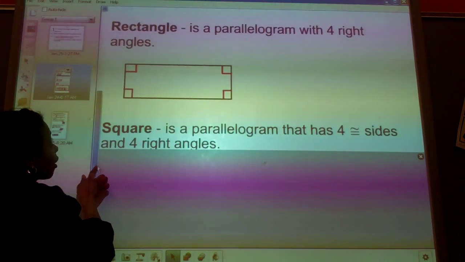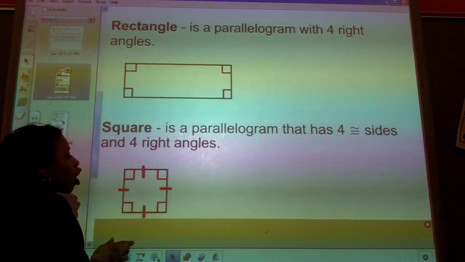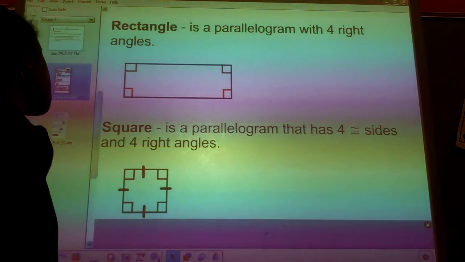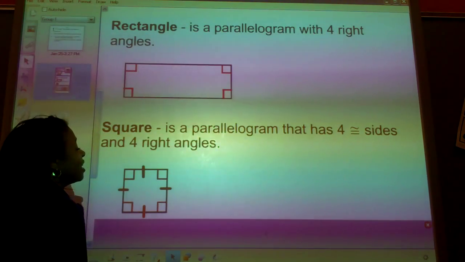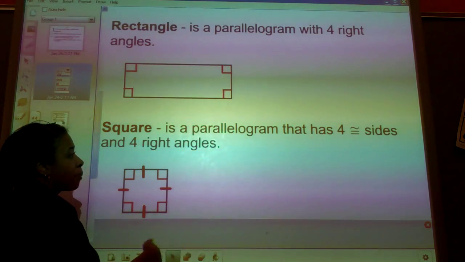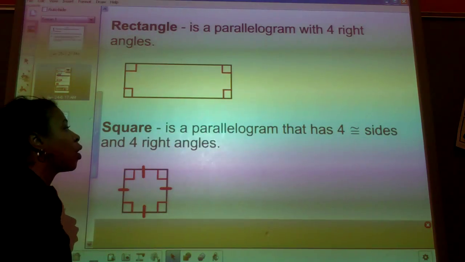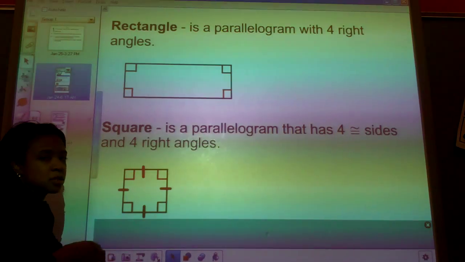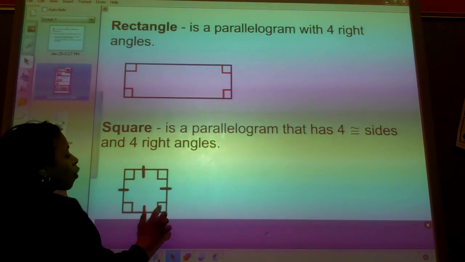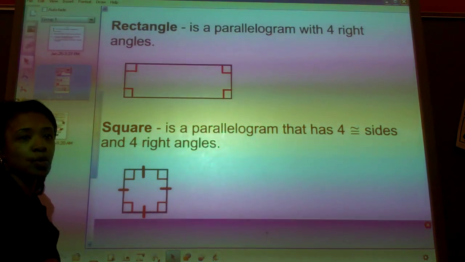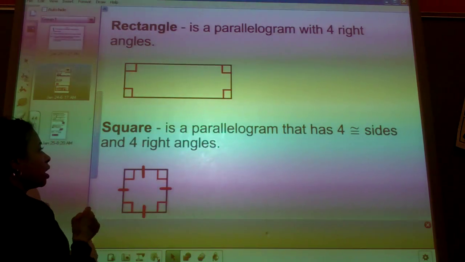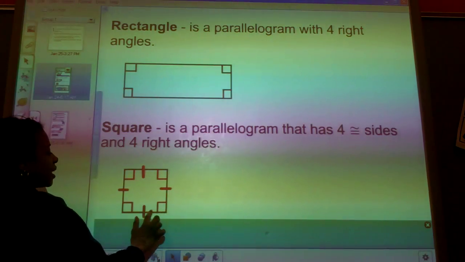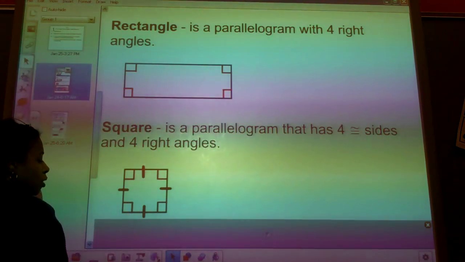That's what's special about that one. Next, we have the square. A square is also a parallelogram, but what's very interesting about the square is this type of parallelogram is a rhombus and it's also a rectangle, because on a square, all four of the side lengths are congruent, and all four interior angles are right angles, or 90 degrees.